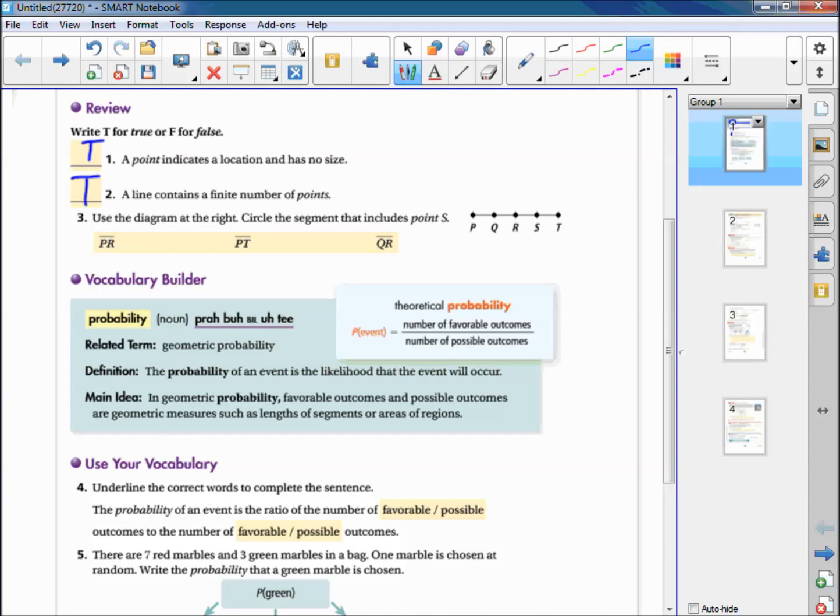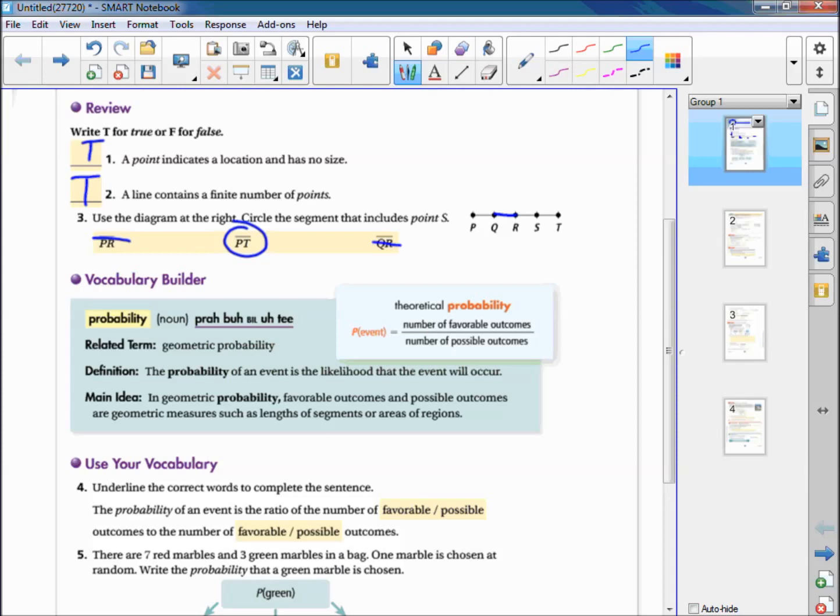So PR is this blue one here, so that's no good. Doesn't have S in it. PT goes from here to here. Oh, that definitely has S in it, so we can circle it. And segment QR, just to make sure, did not include S, so we can get rid of that.